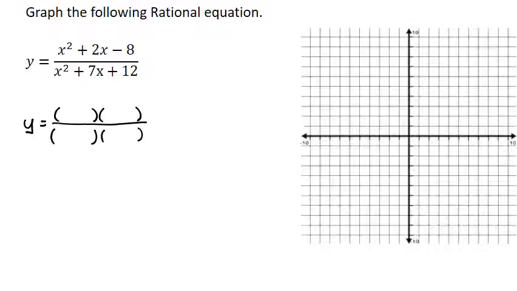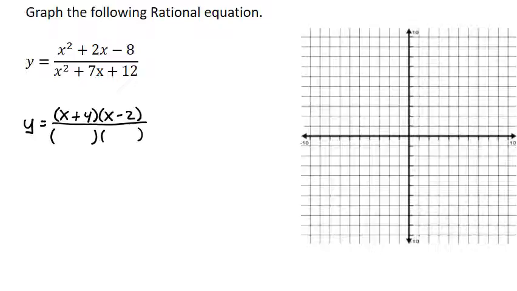If I look at x squared plus 2x minus 8, I need two numbers that multiply to negative 8 and add to 2. And I know it's an x and an x because of the x squared. To satisfy multiply to negative 8 and add to 2, it's going to be a plus 4 and a minus 2. 4 times negative 2 is negative 8. 4 plus negative 2 is the positive 2.